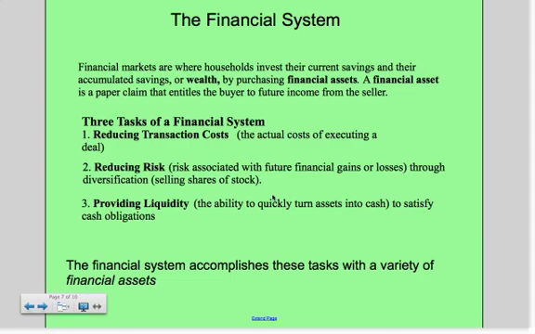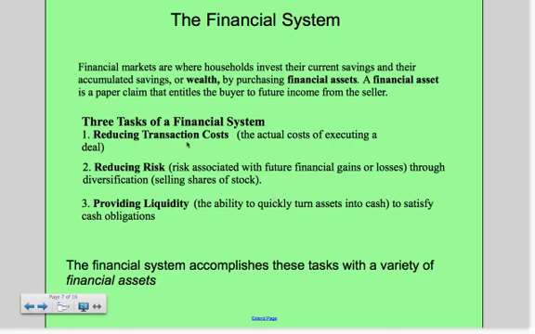Well, financial markets are where households invest their current savings and their accumulated savings or wealth, and they do that by purchasing financial assets. What is a financial asset? It's nothing more than a paper claim that entitles the buyer to future income from the seller. So what are the tasks of a financial system?